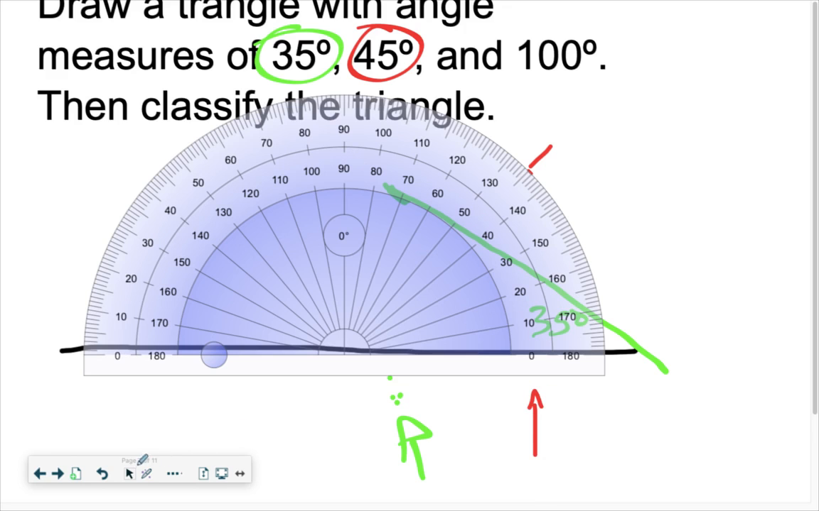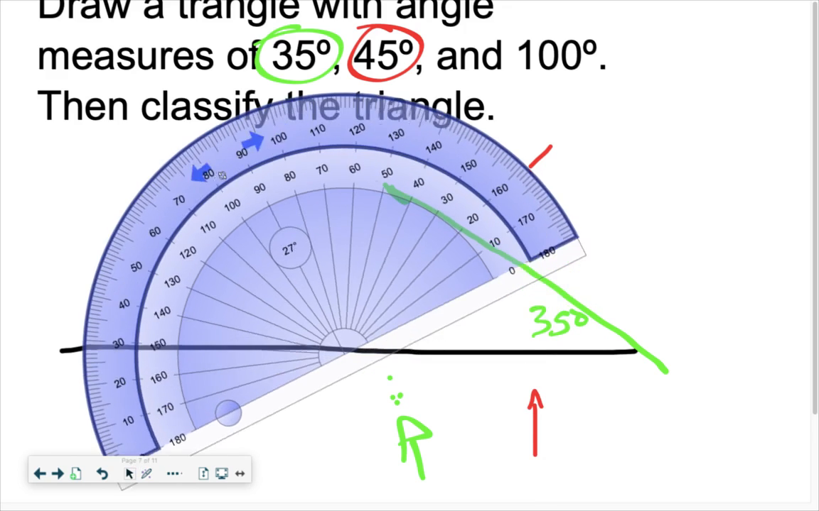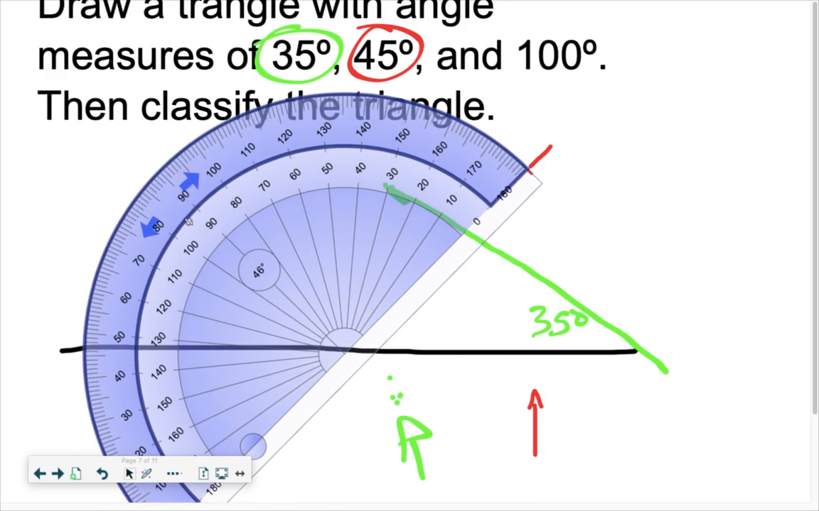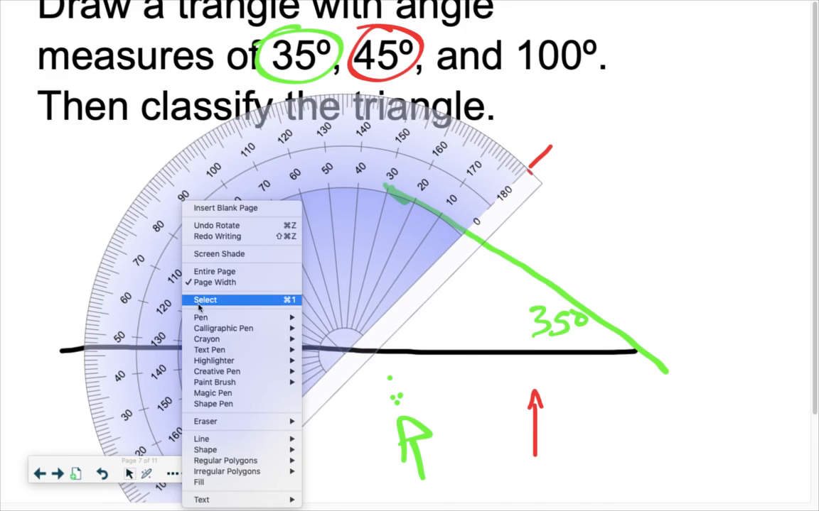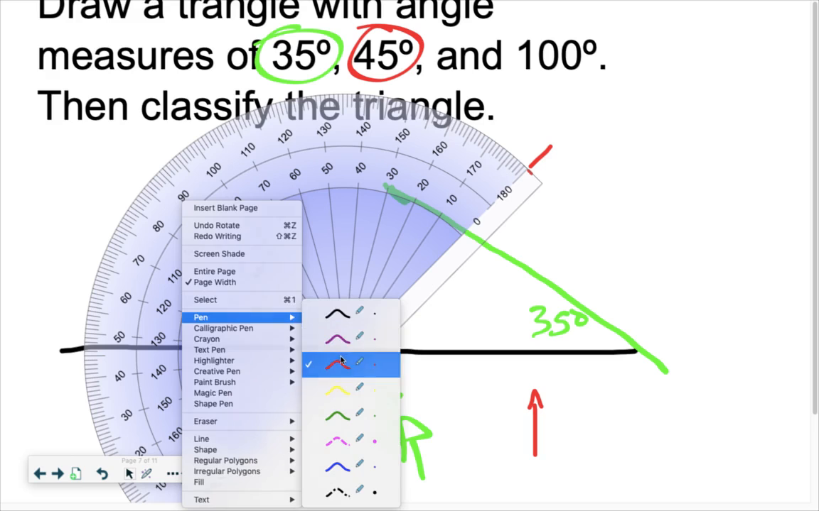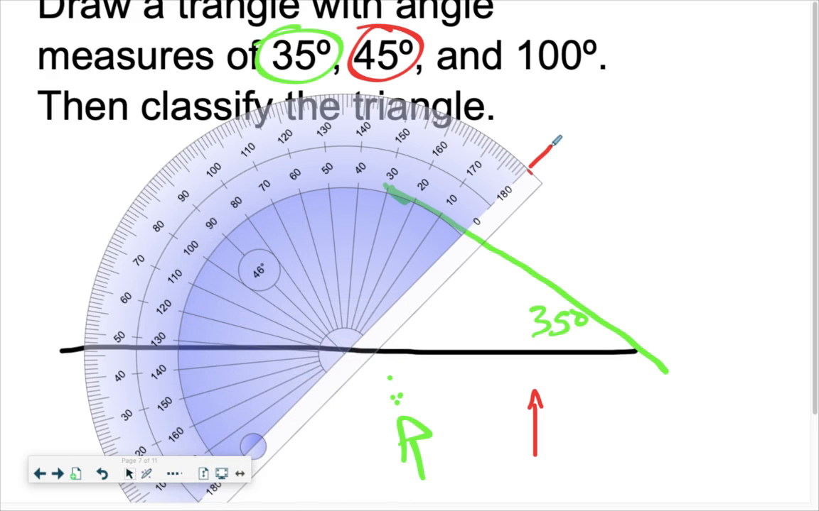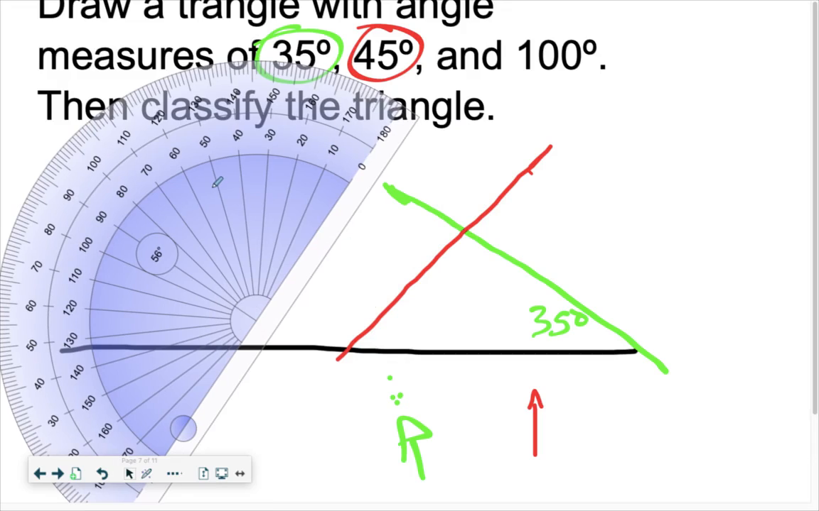So then I need to rotate this, or just grab a straight edge and remove the ruler and use the ruler after the protractor is gone. And now we're just going to draw a line here and following your straight edge, moving it right out of the way. And this is where I'm going to label 45 degrees.